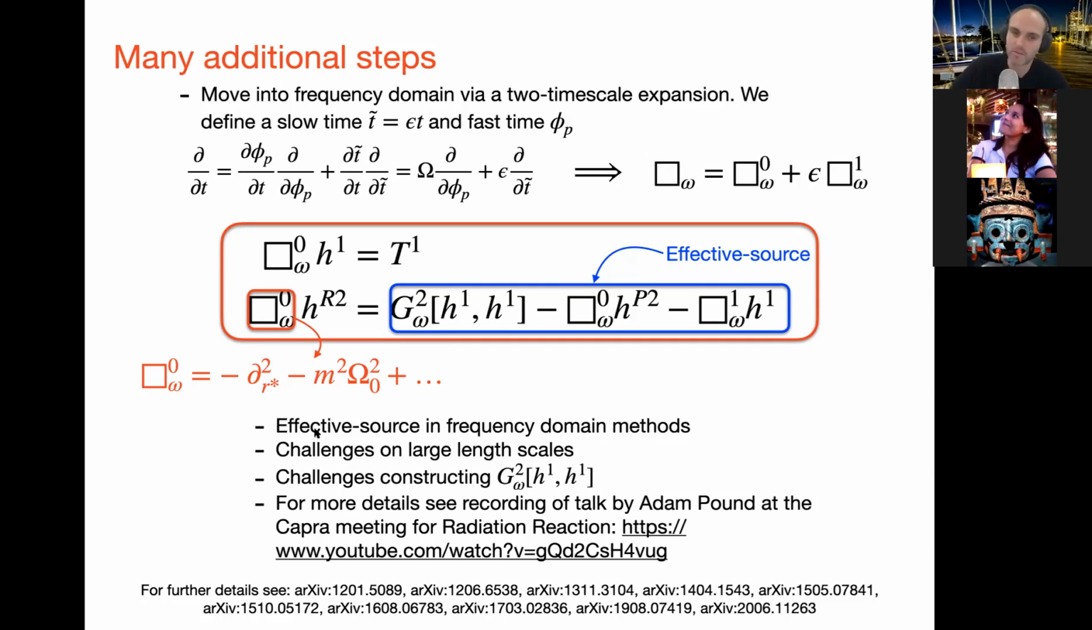Actually doing this is tricky. We've had to develop effective source techniques in the frequency domain. So this term here is referred to as an effective source. There are issues, again, special problems on large length scales. There are challenges actually constructing this object, particularly near the world line.